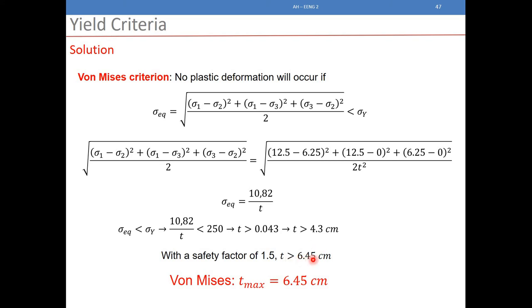So you can see that Tresca is more protective, more safe, more restrictive. But if you design your cylinder based on 6.45 centimeters, it's also okay according to what you have as resources. Because if you use 7.5 centimeters for a very large cylinder, it will also be a cost. So Tresca maybe gives us more restriction, but also more cost. So we choose according to the application and the degree of safety that we want.